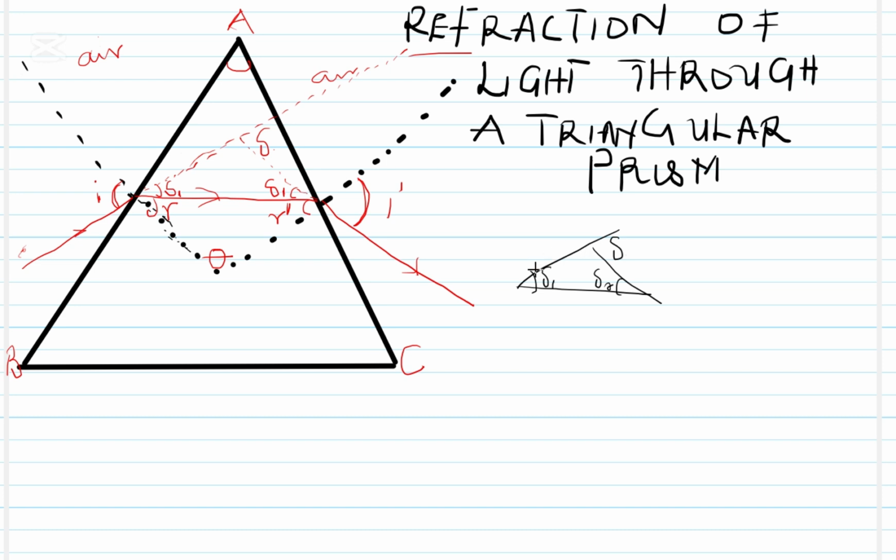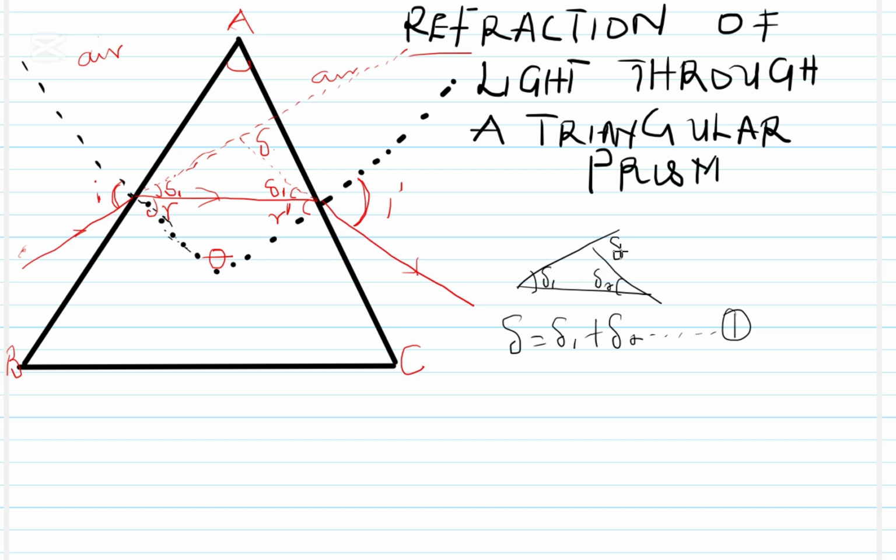Based on the exterior angle theorem, which says that the sum of two interior opposite angles is equal to the exterior angle, you've seen that delta 1 and delta 2 are two interior angles and they are opposite to each other. Therefore, we now say that the total deviation delta is equal to delta 1 plus delta 2. We call this our equation 1. As we've seen, the total deviation, based on the exterior angle theorem, is the sum of the two opposite interior angles.